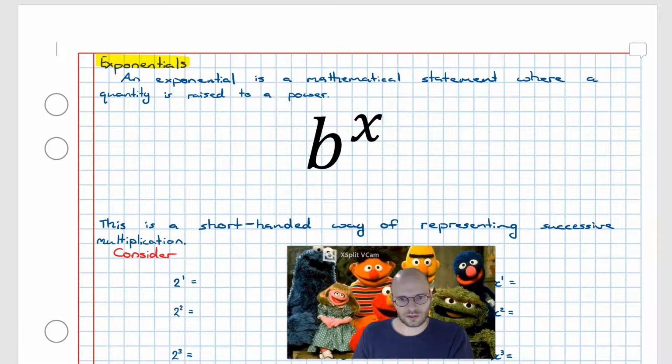Welcome to this video on the topic of exponential functions. In this video, we're going to have a look at what is an exponential. Now, an exponential is a mathematical statement where a quantity is raised to a power.